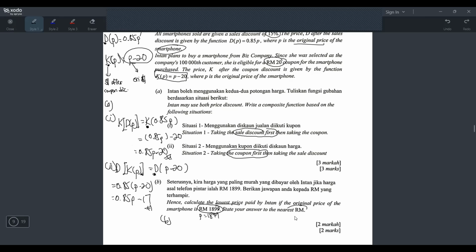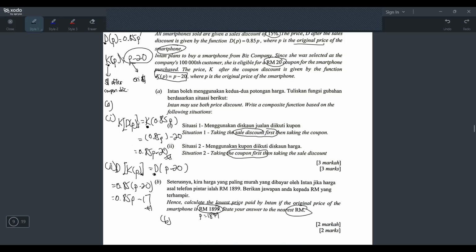And then state the answer to the nearest RM. It means they don't want you to write in decimal point. They want you to round it off. So how to get the lowest price? Which one will give you the lowest price? Taking sale discount first or taking coupon discount first?